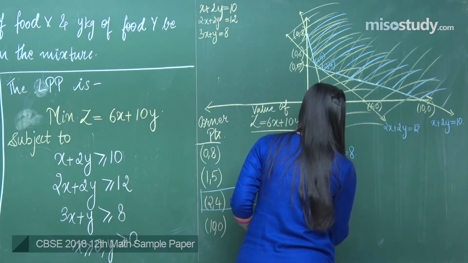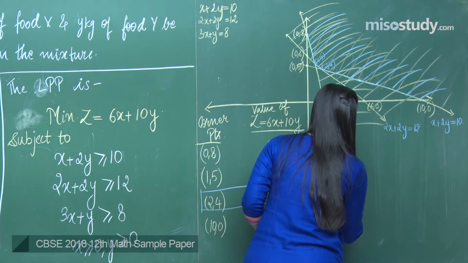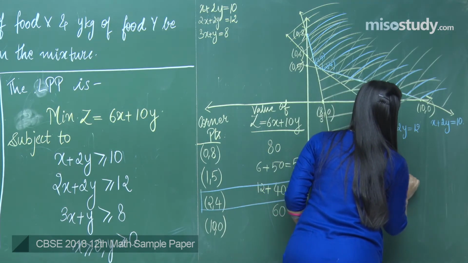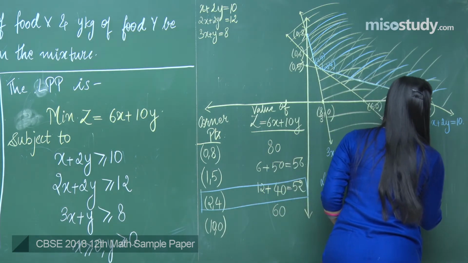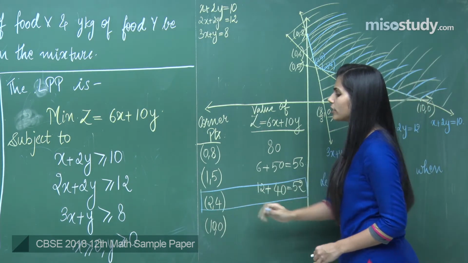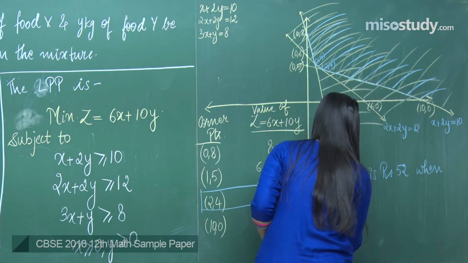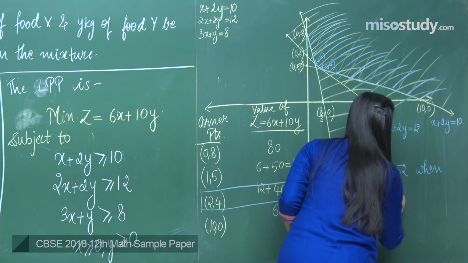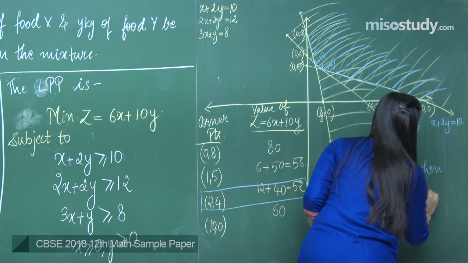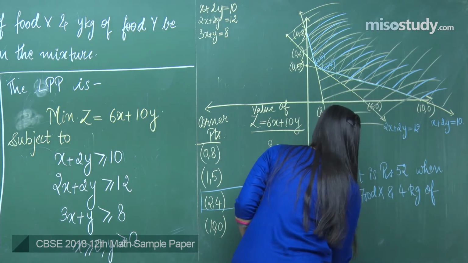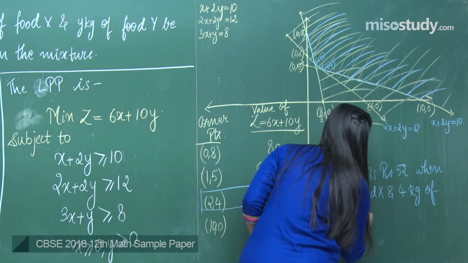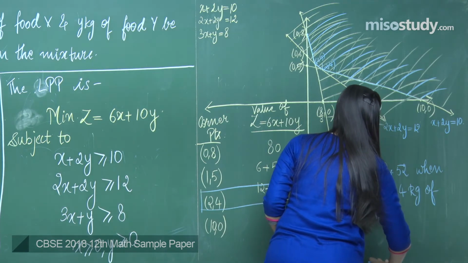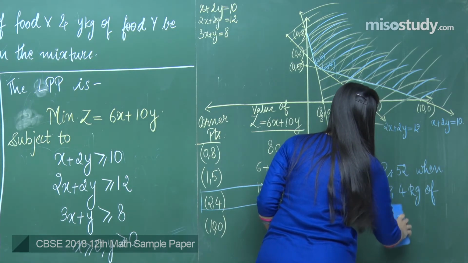So the least cost is rupees 52 when 2 kgs of food X and 4 kgs of food Y is mixed or taken.